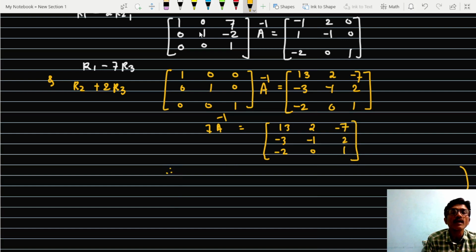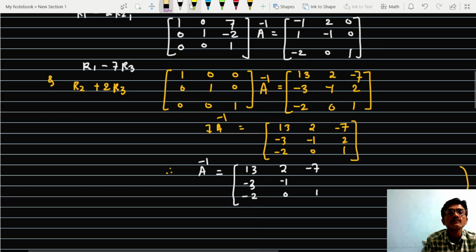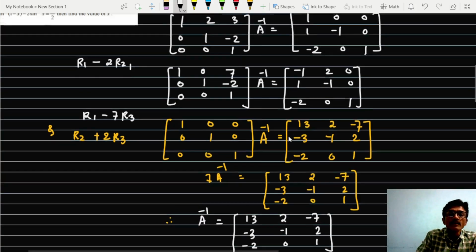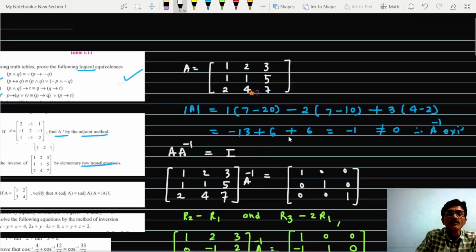Therefore our required answer, that is inverse of a matrix by row transformation, is this: 13 -3 -2, 2 -1 0, -7 2 1. Yes, this will be the inverse of a matrix. So inverse of matrix is this by elementary row transformation. So these are the transformations.